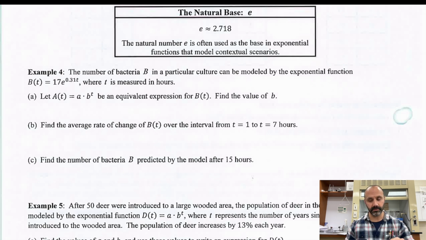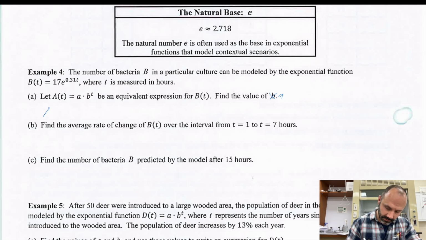Actually, in this here it says find the value of b, but this should be crossed out, and we should actually be trying to find the value of a. It's in the answer key, it's not in the packet. Maybe a typo. All right, so it says a of t equals a times b to the t. Well, a of 0 is going to be equal to b of 0.